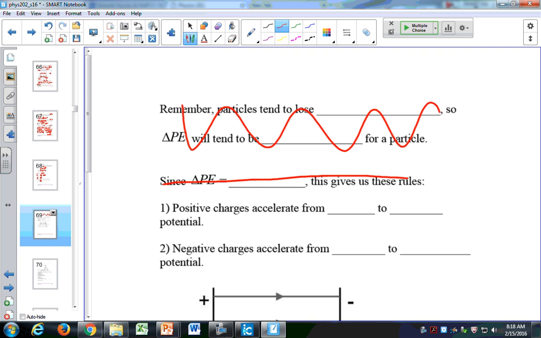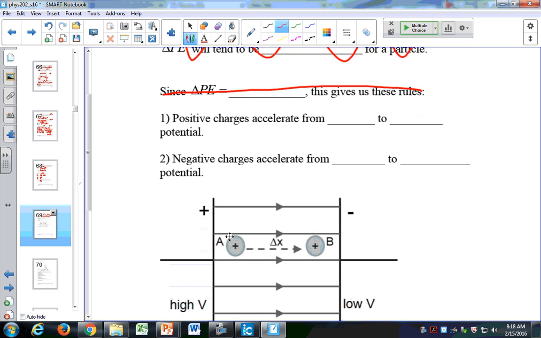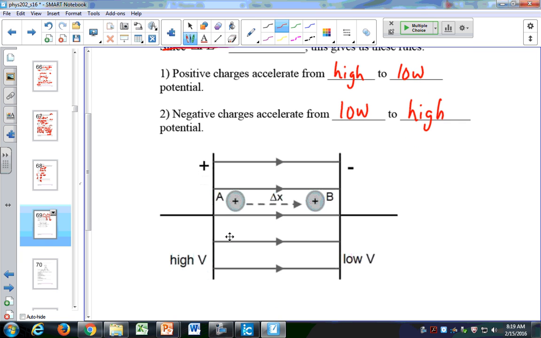But we have these couple of rules that come about when we have positive charges and negative charges in either high or low potential. Positive charges tend to accelerate from high to low potential, and negative charges tend to accelerate from low to high potential. You can see some multiple choice questions on your test regarding this, sort of in a conceptual way.